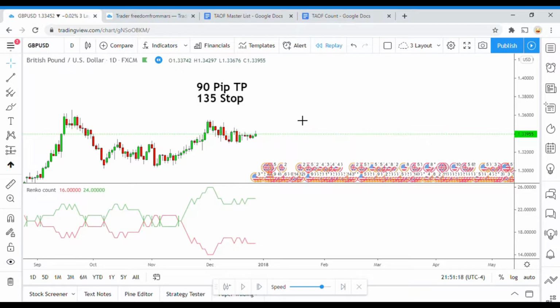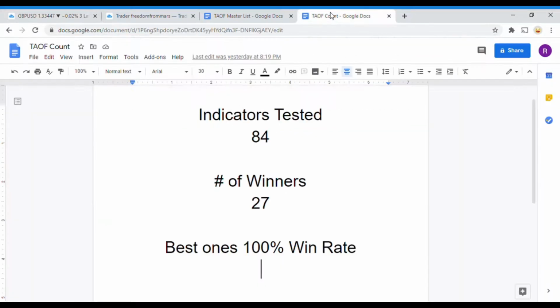Alright, as I said, today we will be testing the brick count indicator. But before we do, I wanted to put the indicator scoreboard up for everyone to see. To date, we have tested 84 indicators, and out of those 84, 27 of them have been winners, which means that they have met or exceeded the 60% win-loss ratio threshold that we have set for them. The best ones so far were able to achieve a 100% win rate.